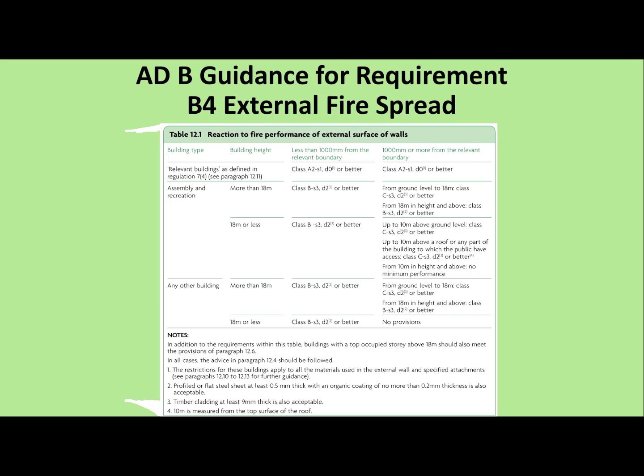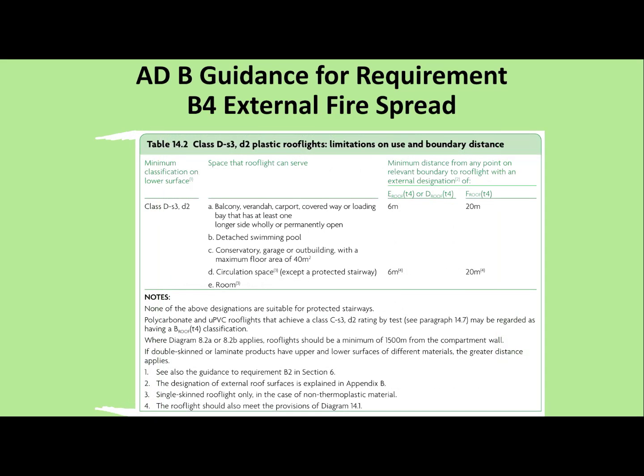And if the building is any other building, and it's more than a metre away from the boundary, and it's more than 18 metres high, then it can be Class C. And if it's less than 18 metres high, then there's absolutely no provision. So there's a couple of examples of the rules in relation to B4.